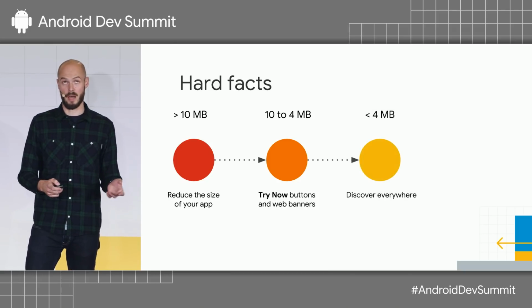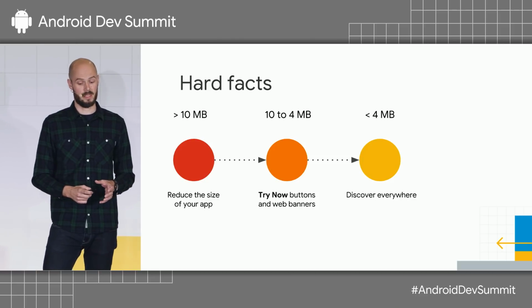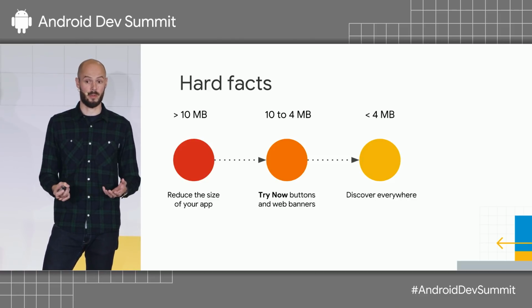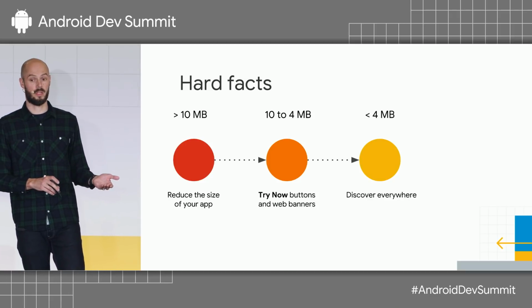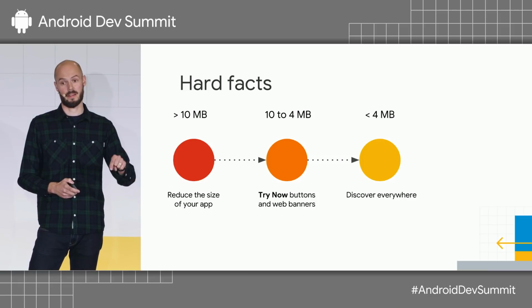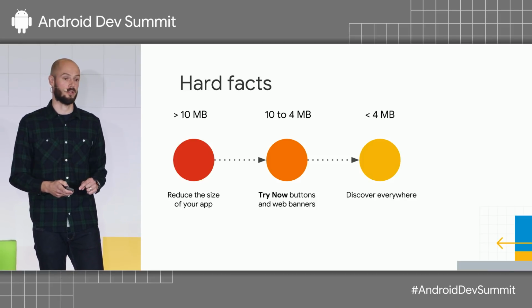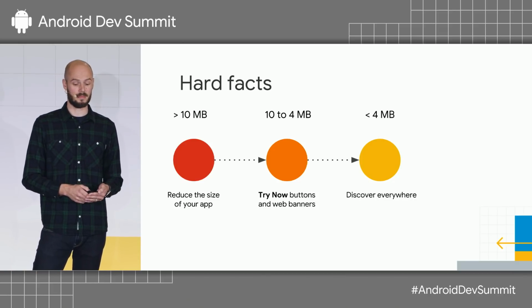If your app, or your base module and your instant entry module, is less than 4 megabytes, then your app can be discovered from everywhere. That means from ads, from search results. So for example, if you search for the Android Dev Summit app, you will see a search result. If you click that, you will go straight to the instant app on your Android device. That's because it's under this 4 megabyte threshold.